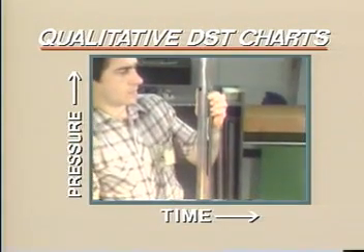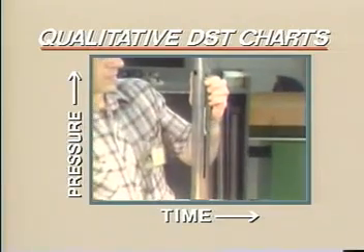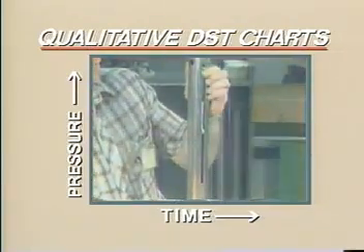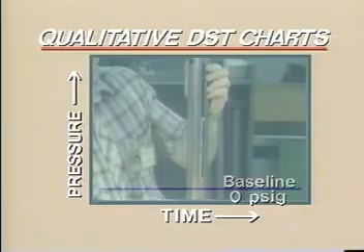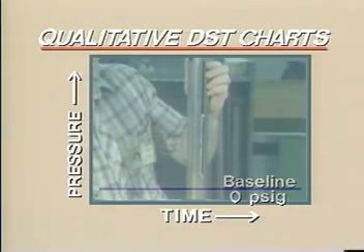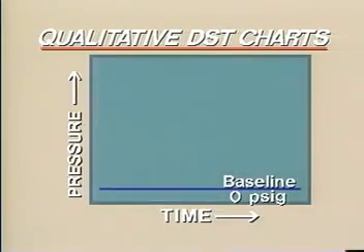Before the test assembly is run into the hole, the tester loads the chart into the recorder and draws the baseline on the chart using the recorder stylus. This represents 0 psig for the mechanical pressure gauge. The clock is then started, the tool assembled and started in the hole.